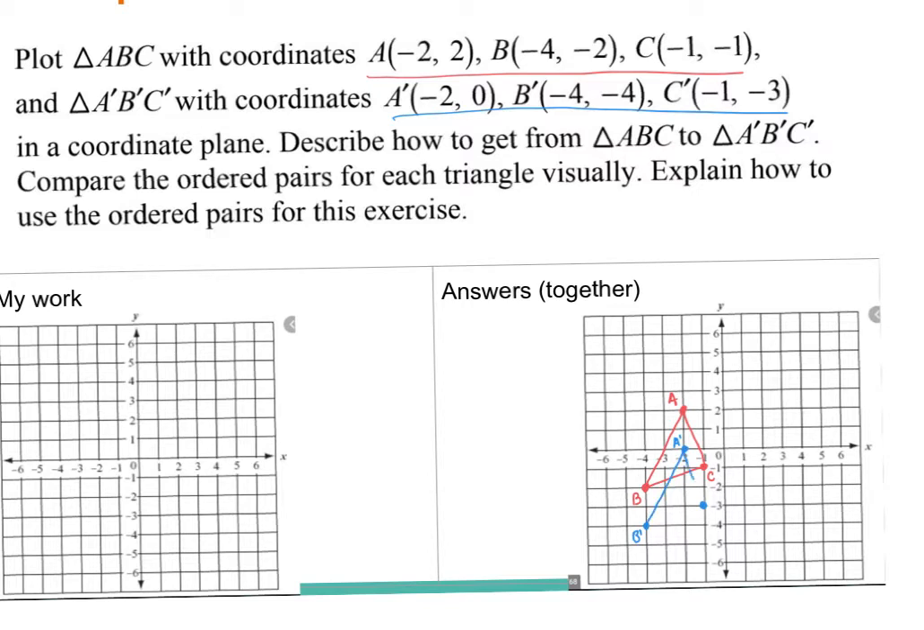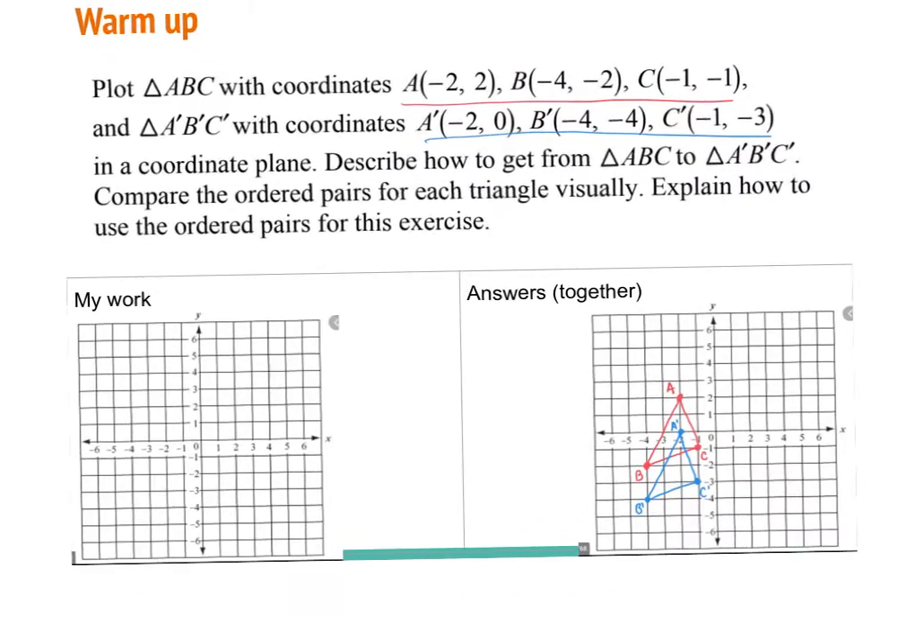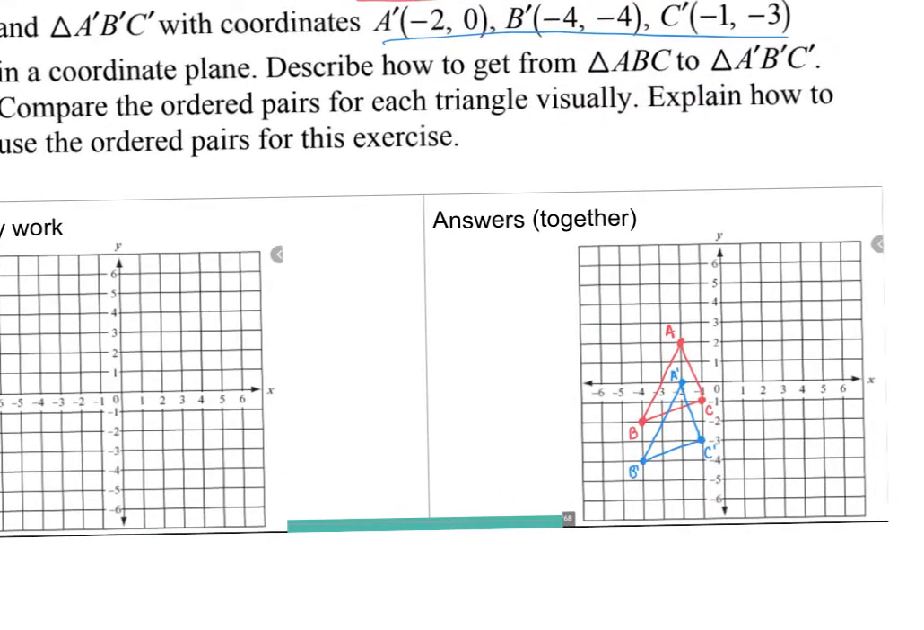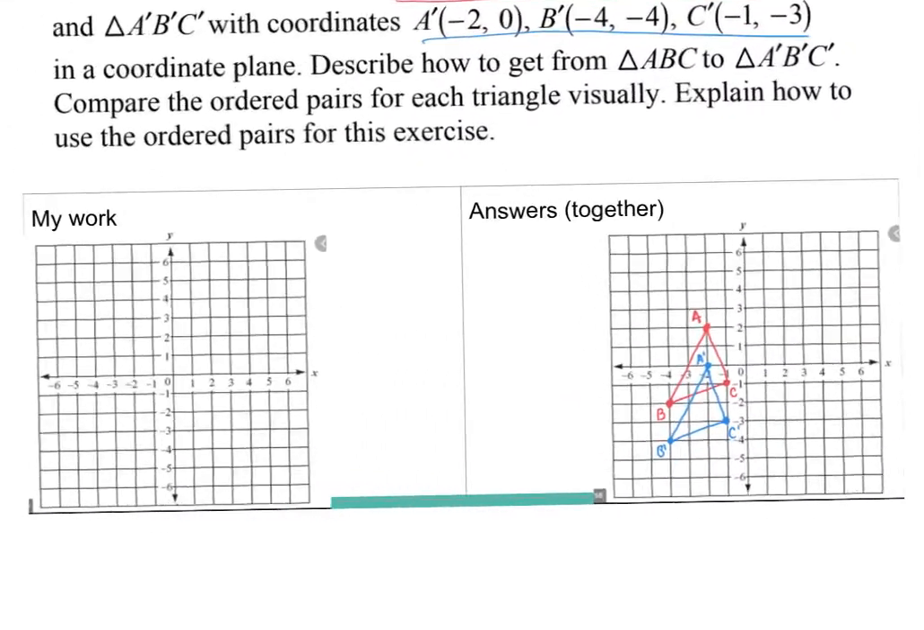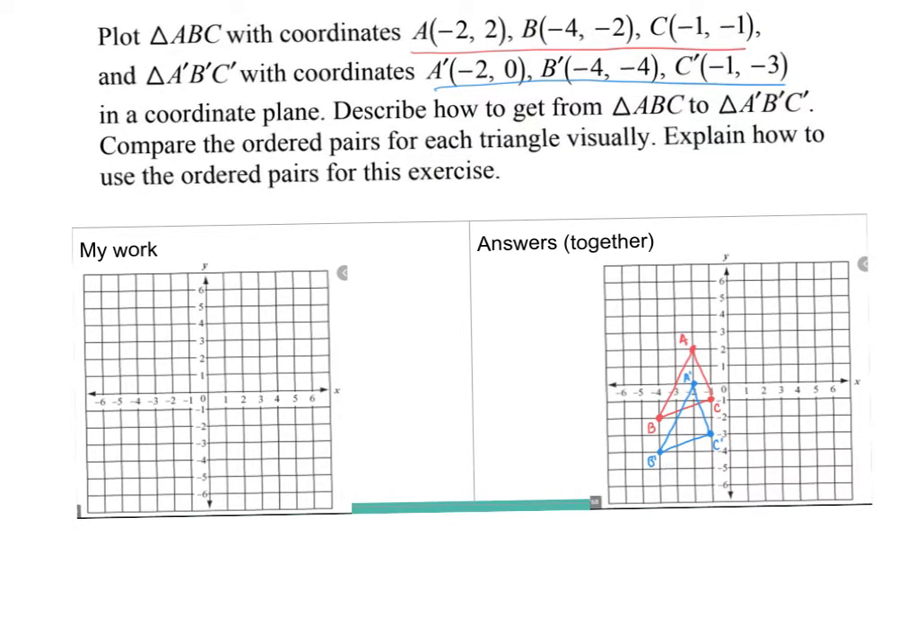And if you can see that, all of the points were just shifted down 2 spaces. So A was shifted down 2 spaces to get to A prime. C was shifted down 2 spaces to get to C prime. And B was shifted down 2 spaces to get to B prime. So the shift we can represent by this green arrow, 2 spaces, 2 spaces, 2 spaces.